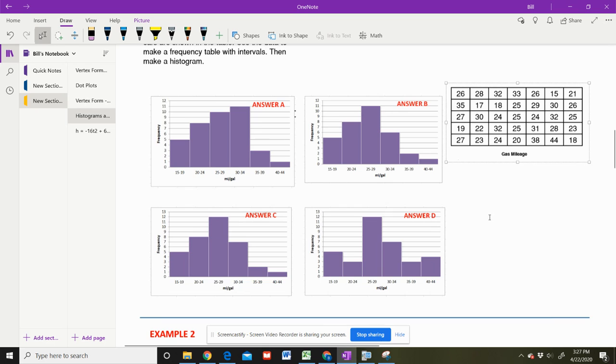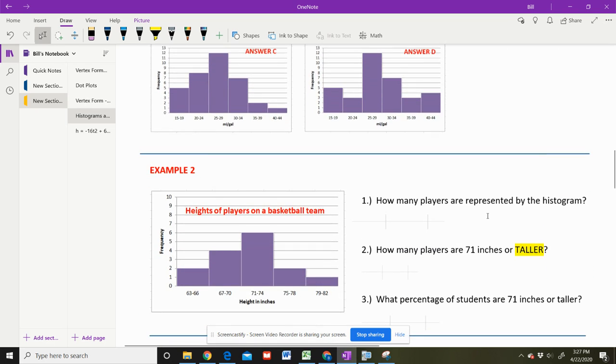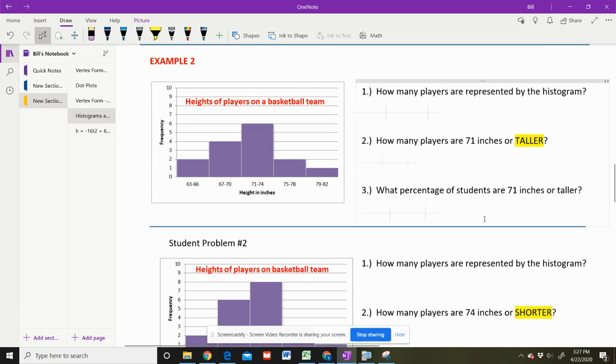All right, now that we're back, we're going to go on to example 2. So for example 2, we have a histogram showing the heights of players on a basketball team in inches, right? And I have down here height in inches. This is our frequency. So we had 2 people that are 63 to 66 inches, 4 people that are 67 to 70 inches, 6 people that are 71 to 74 inches, 2 people at 75 to 78 inches, and then 1 person at 79 to 82 inches.